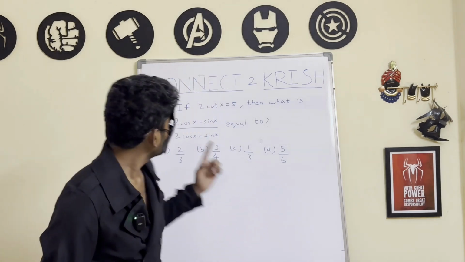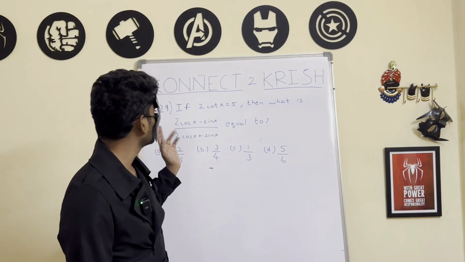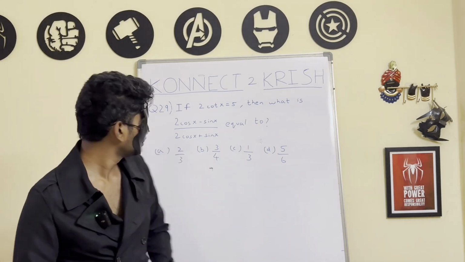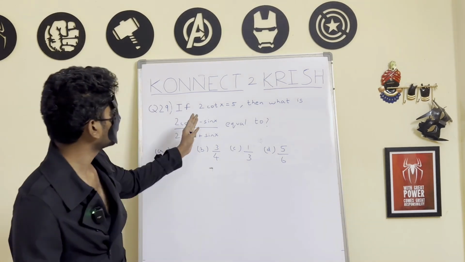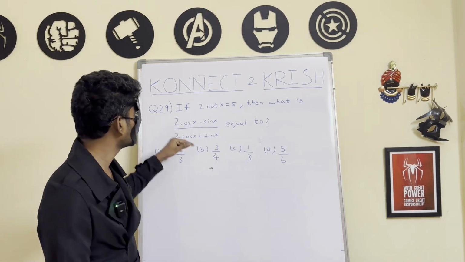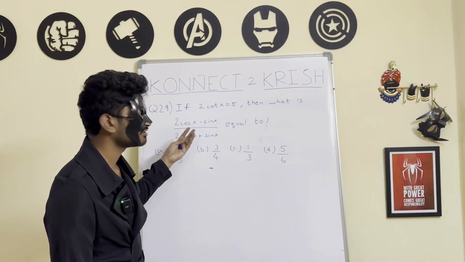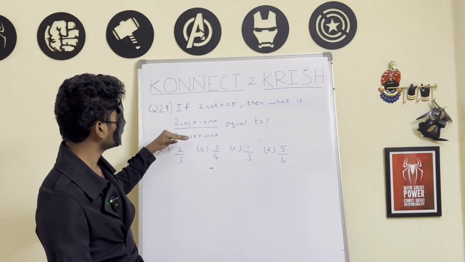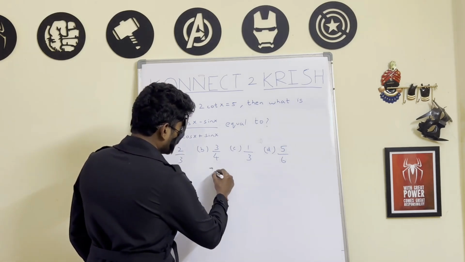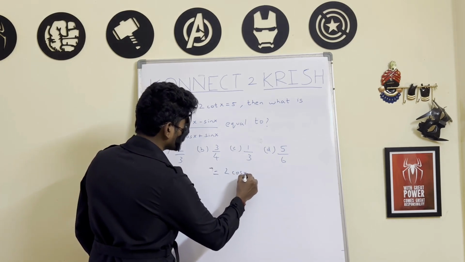So superhumans, next question is, if 2 cot x is equal to 5, then what is the value of 2 cos x minus sin x by 2 cos x plus sin x equal to? So as soon as you see this question, what mistake aspirants generally make is they find the value of cos x and sin x separately and they substitute it and they solve it. It is a lengthy method. Instead of that, we have to get this in the form of cot x. So what I will do is, I will divide the numerator and denominator by sin x.